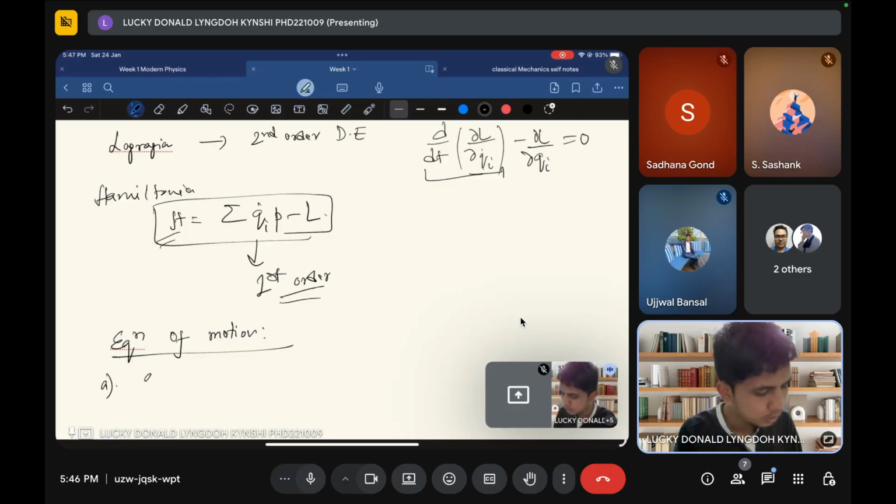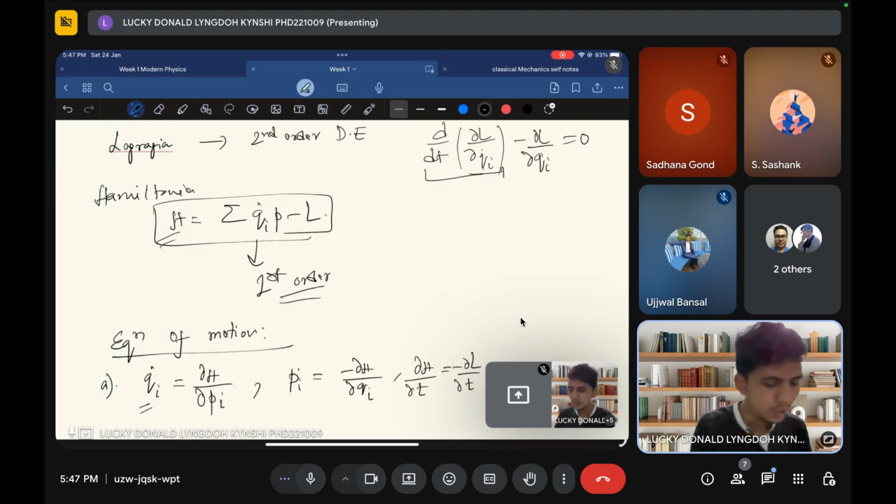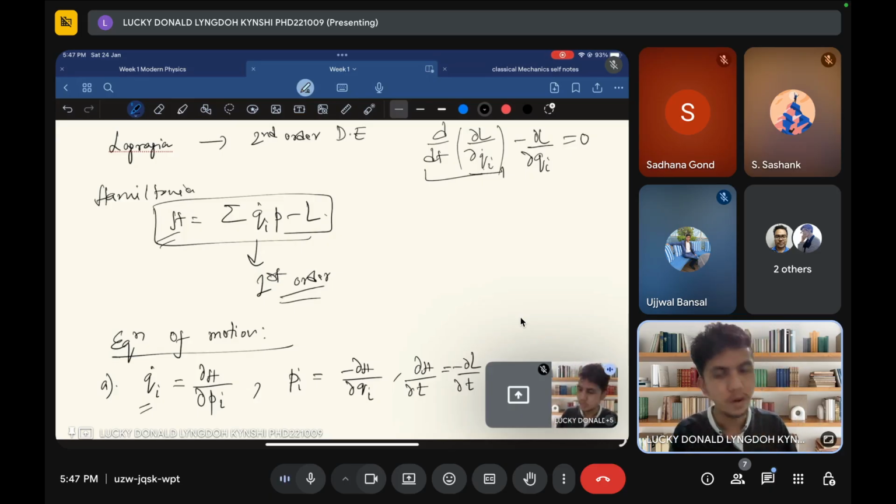Equation 1 is what? Qi dot is equal to del H by del Pi, that is the Qi dot equation of motion. Then Pi dot is equal to minus of del H by del Qi. Okay, this is the second. And the third is del H by del t equal to minus of del L by del t. So these are the equations of motion from your Hamiltonian. Suppose you write the Hamiltonian, then you write the equation of motion using these three formulas.